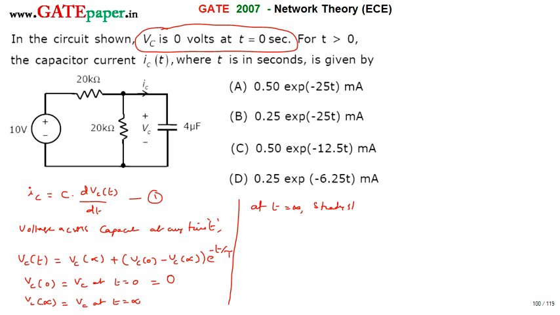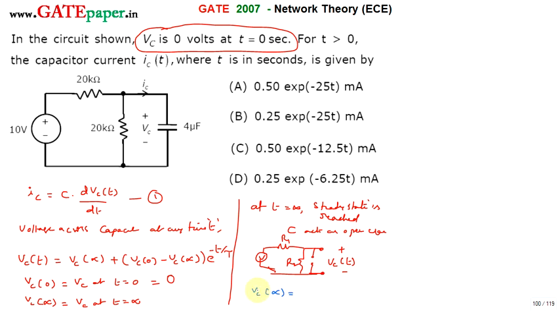steady state is reached, where the capacitor acts as an open circuit. When the capacitor acts as an open circuit, the circuit looks like this. Now the voltage across the capacitor is the same as the voltage across R2. By the voltage division rule, Vc at t equal to infinity is R2 divided by R1 plus R2, into the input voltage Vi. Since R1 and R2 are the same, you get half of the input voltage, that is 5 volts. So Vc at infinity is 5 volts.